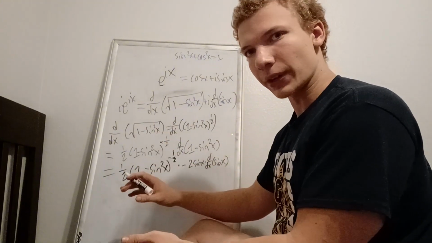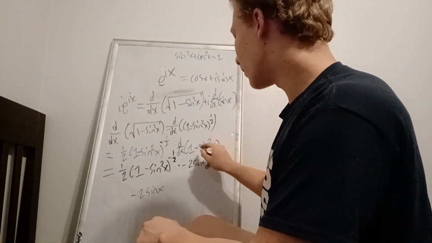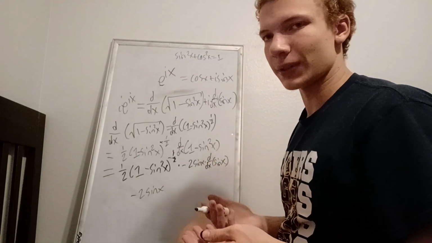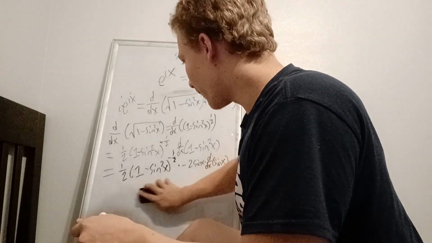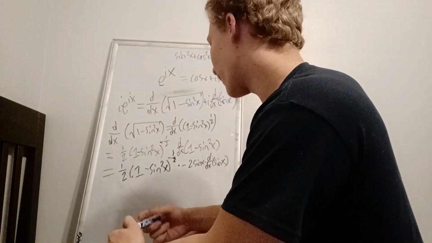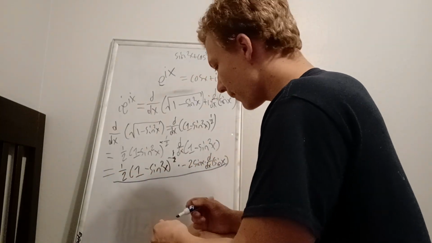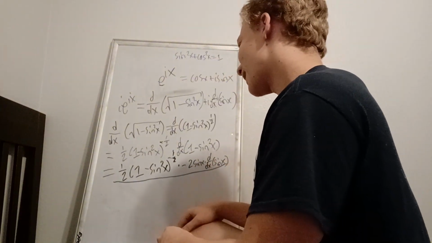You bring the 2 to the front, you subtract 1, but then you have to multiply by the derivative of the inside, and the derivative is, of course, just whatever the derivative of sine of x is. That's what we're solving for. And so we get this final thing as our whole expression. 1/2, 1 minus sine squared to the negative 1/2 times negative 2 sine x times the derivative of sine x.